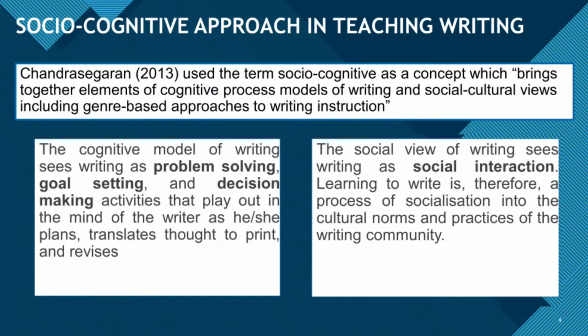On the other hand, social view of writing sees writing as social interaction. Learning to write is therefore a process of socialization into the cultural norms and practices of the writing community. Here, learners are asked questions like, to whom are they writing? Does the writing reflect practices and culture of the community? And does the writing showcase or share what is happening in a particular place or community? That's how Chandrasegaran defined socio-cognitive approach in teaching writing.